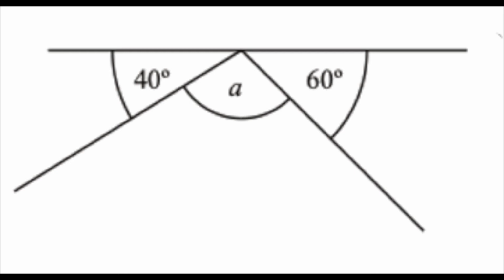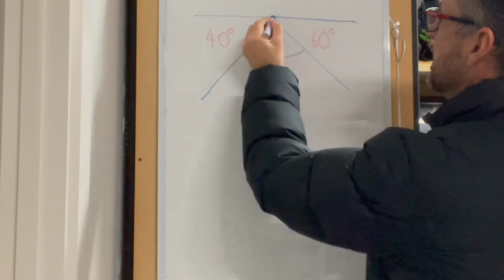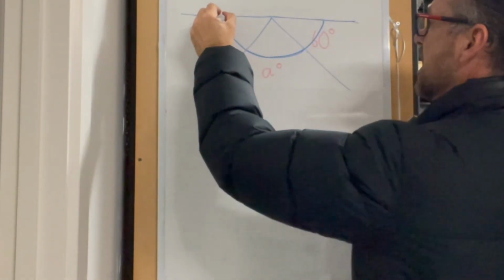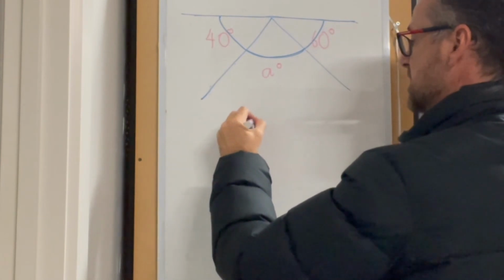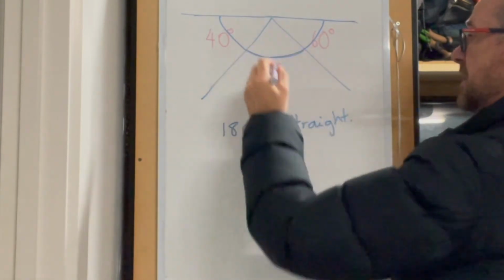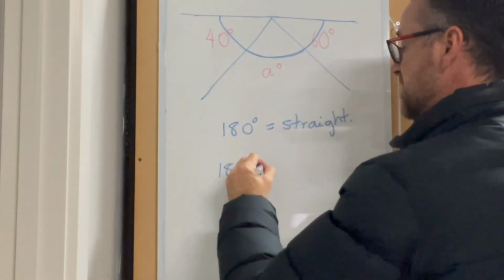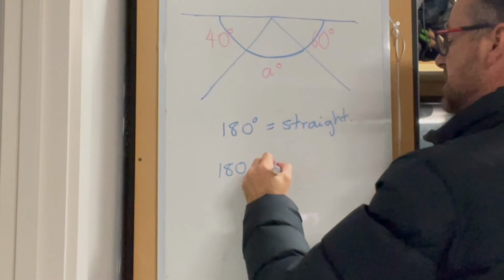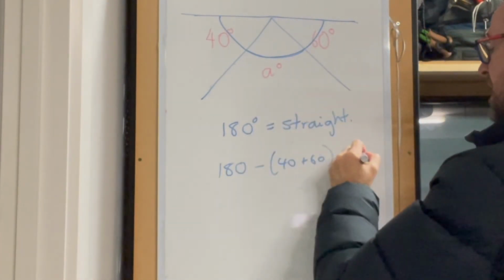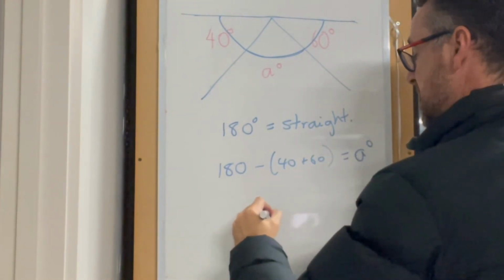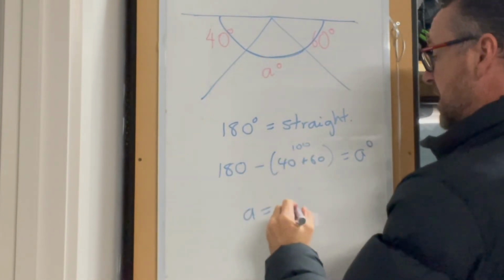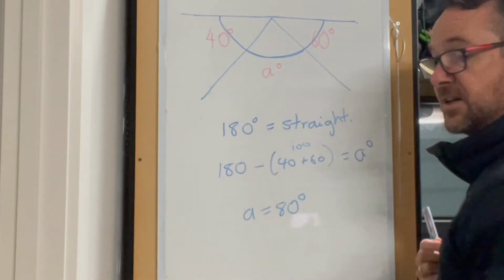So the idea here is to realise that you have this straight line here. Okay, so therefore the angle that goes around here has to equal 180 degrees. Okay, equals a straight line. And so therefore 180, take away 40 plus 60, will equal A. So therefore A equals, well, that's obviously 100. And we just take that there. So 180 take away 100 is going to leave us with 80 degrees.